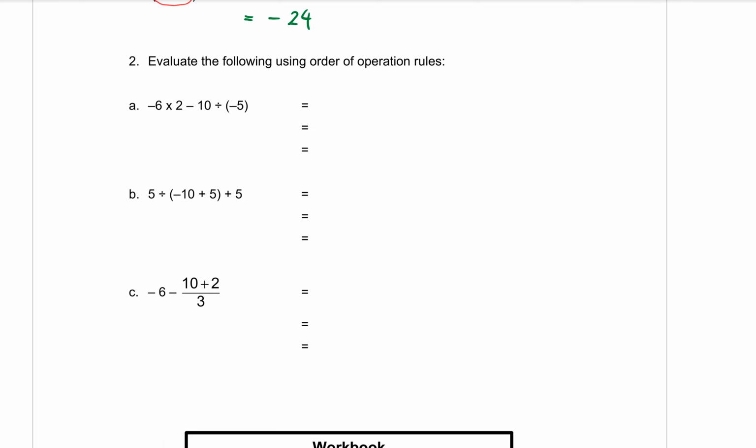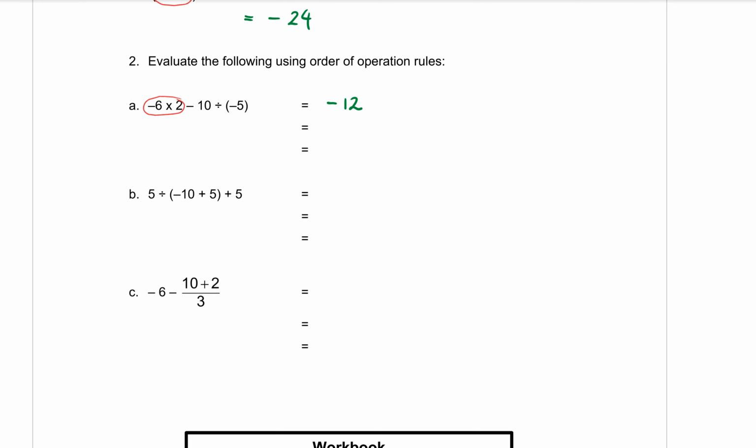We're looking for multiplication and division. And as I go from left to right, the first one I find is this one, -6 times 2. Now, I'm circling the minus sign as well because I'm multiplying a negative number with a positive number. So it will give me a negative. 6 times 2 is 12. Don't solve anything else yet, just write the rest down.